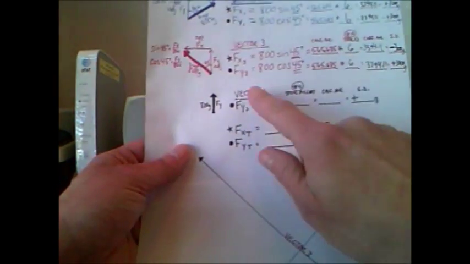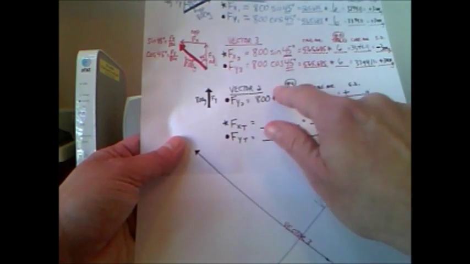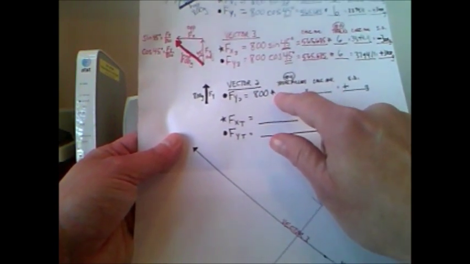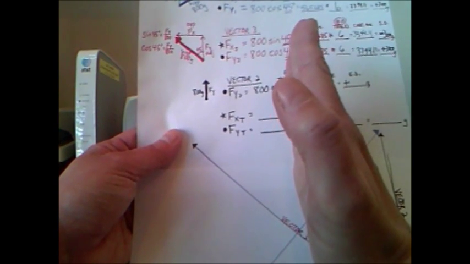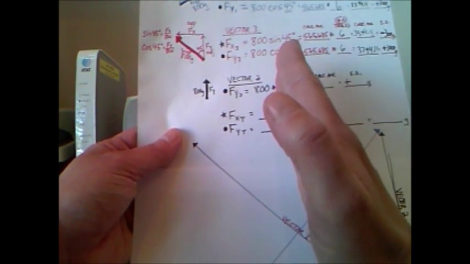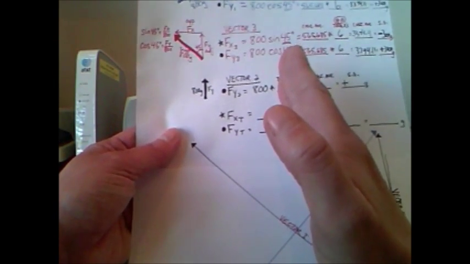So if you look at the math here, vector 2, it's a little different. Notice it doesn't have any sine or cosine or any angle. And the reason is because it is going straight up. You don't need an angle. All 800 grams, not just a portion of it, are actually going to help support the weight.